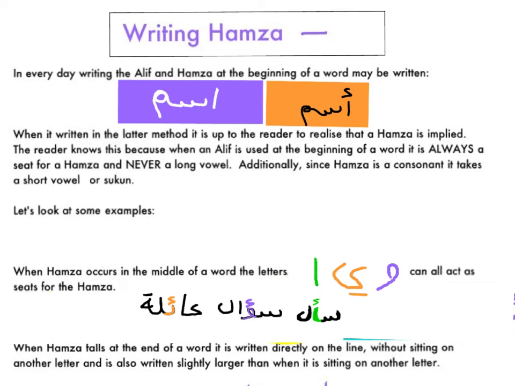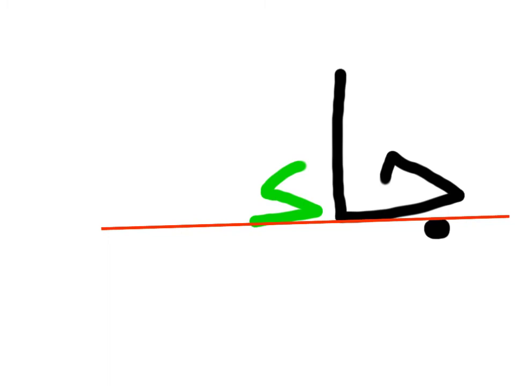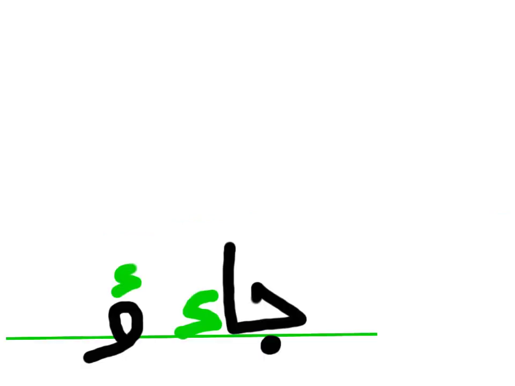The final note is that when Hamza falls at the end of a word, it is written directly on the line without sitting on another letter and is also written slightly larger than when it is sitting on another letter. A good example is the word ja'a, and as you see, Hamza is written on the line. And here, compare the size of Hamza on the line and on the letter waw, and you see how it is bigger when it is written alone on the line.